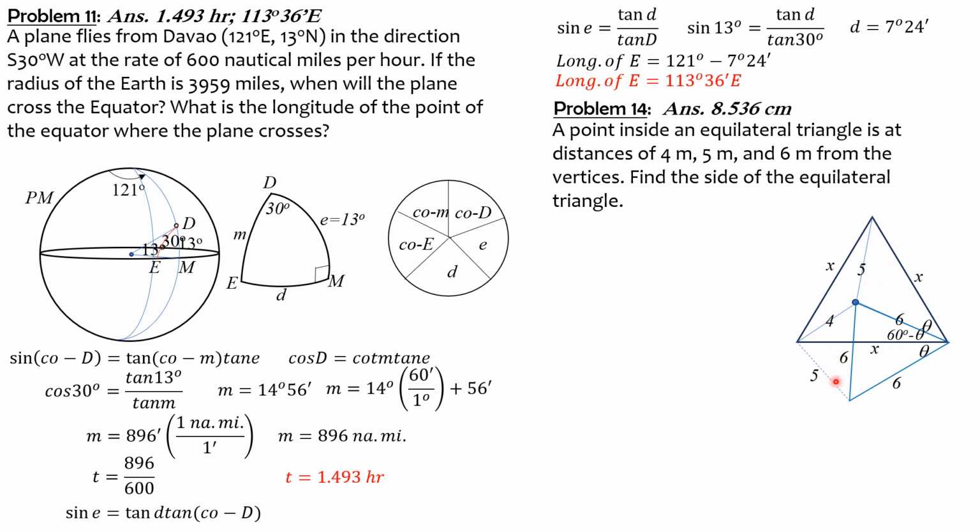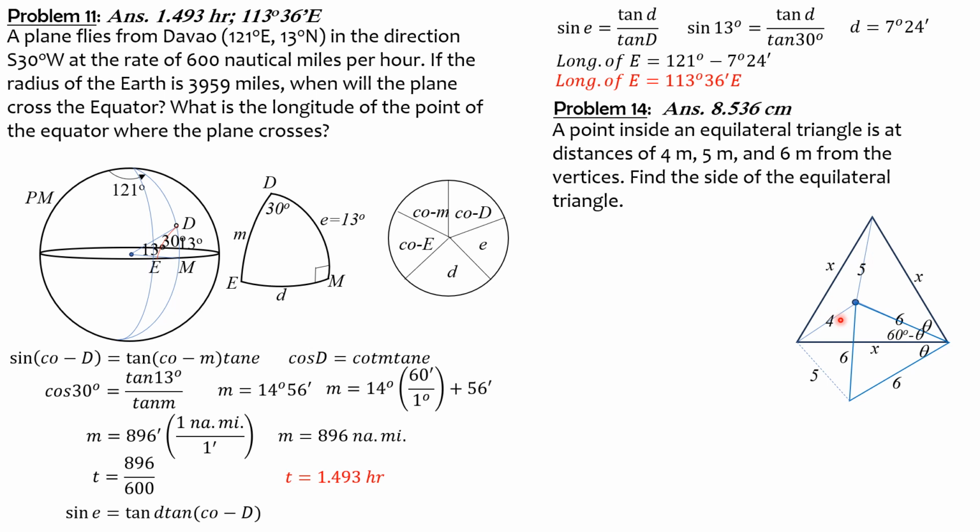So because this is also 5, we can compute this angle by the law of cosines, then add it to 60 degrees. So we can compute this entire angle here and apply the law of cosines in this triangle with the opposite side to that angle there as the unknown x. So that's the procedure in solving this problem.